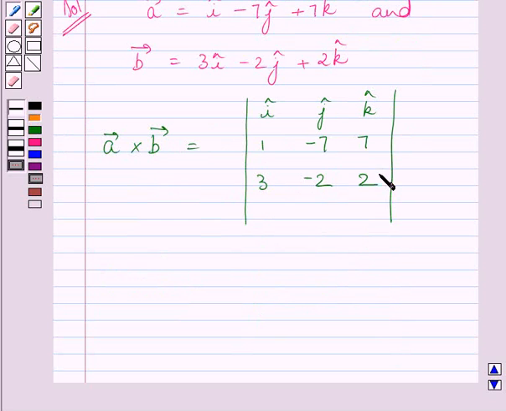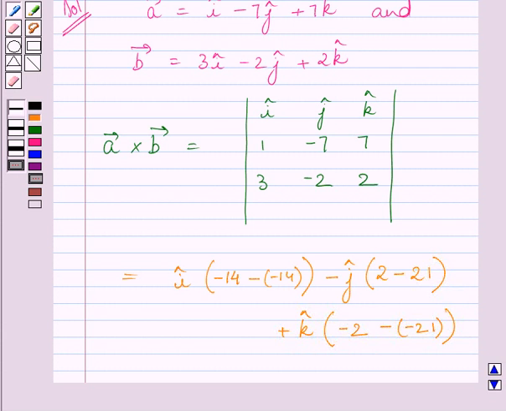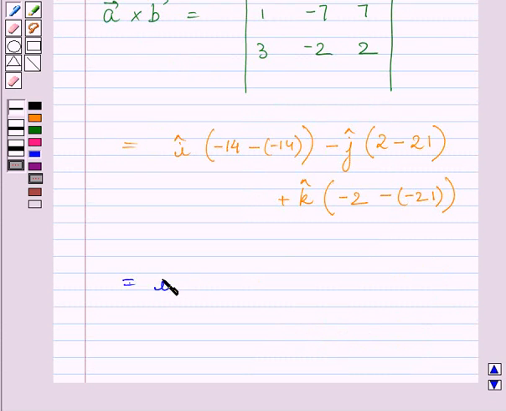Now expanding this determinant with respect to R1, we get vector i multiplied by minus 14 minus minus 14, minus vector j multiplied by 2 minus 21, plus vector k multiplied by minus 2 minus minus 21. Now this is further equal to vector i multiplied by 0 minus vector j multiplied by minus 19 plus vector k multiplied by 19.